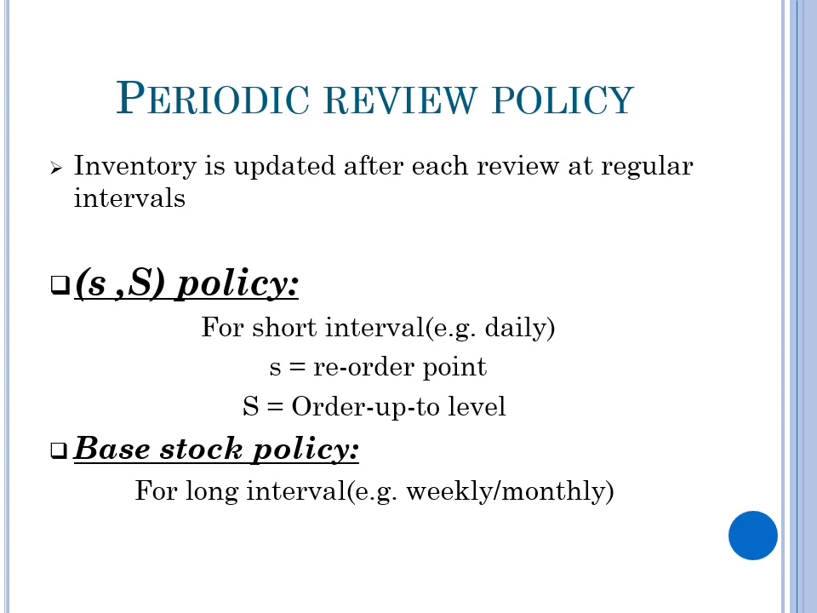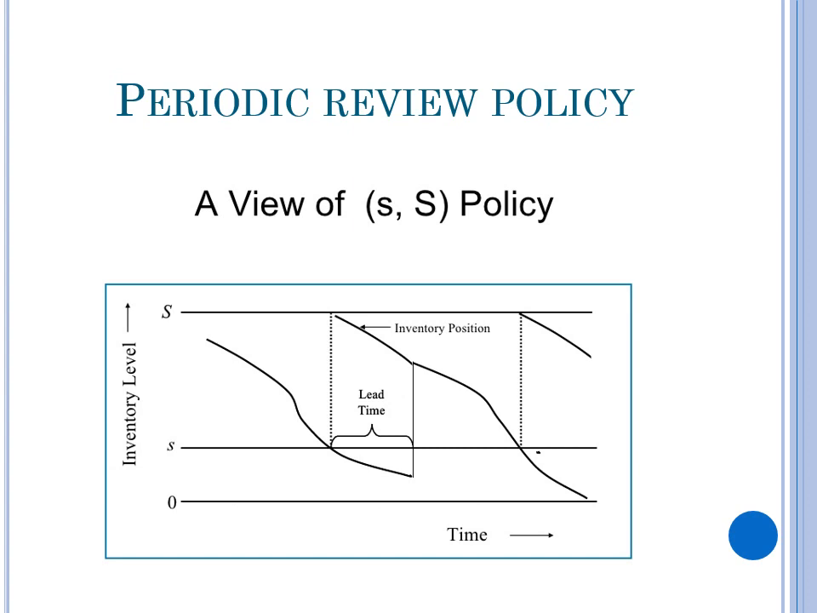In periodic review policy, inventory is reviewed at regular intervals. It is suitable for systems in which it is impossible or inconvenient to review inventory continuously. For short intervals where inventory is reviewed daily, the sS policy is suitable, where small s is the reorder point and capital S is the order-up-to level. For long intervals where inventory is reviewed on a weekly or monthly basis, base stock policy is appropriate. For the sS policy, two inventory levels, small s and capital S, are defined, and during each review, if inventory position falls below small s, an order is placed such that inventory is raised to the level of capital S.